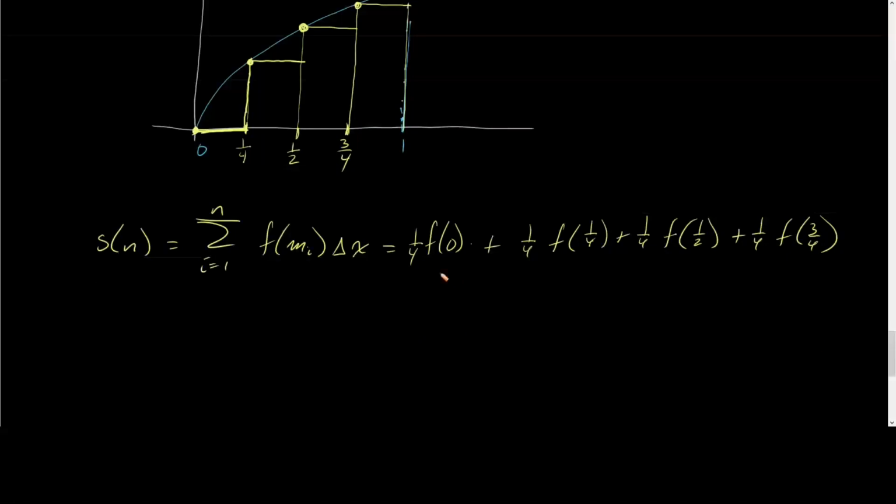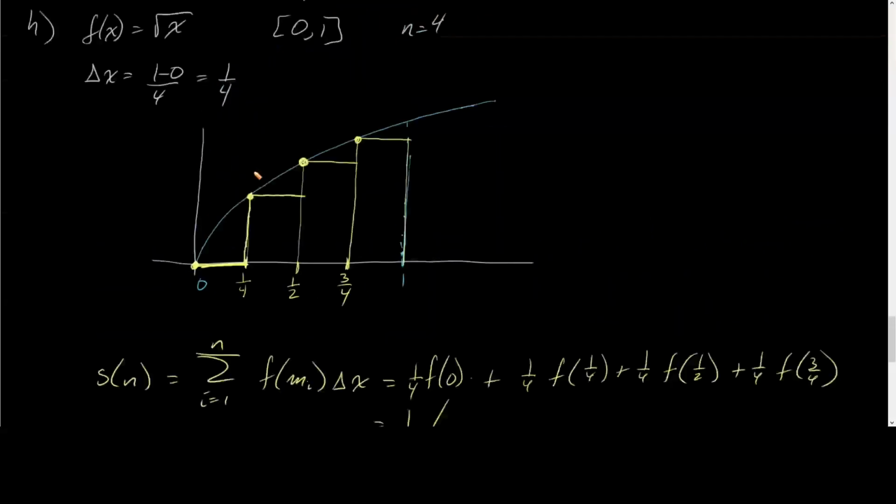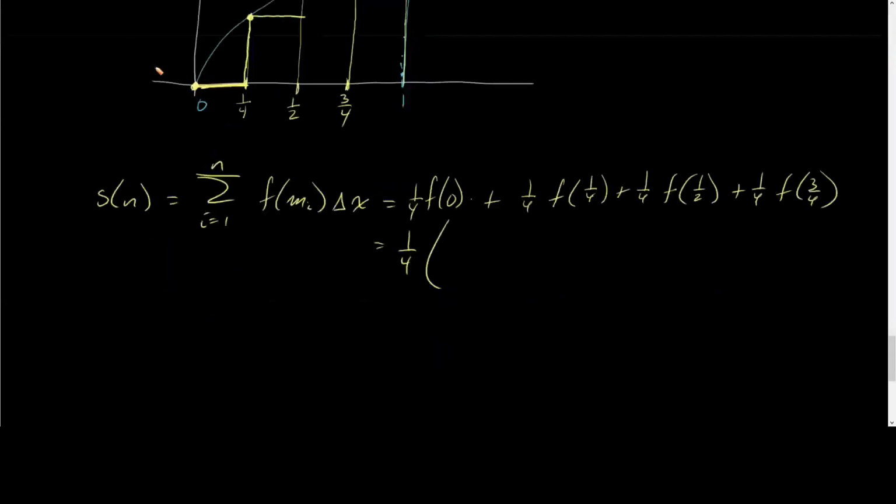And now they'll have a 1/4, so I'm going to factor that out. So I have 1/4 times f of 0. Well, our function was the square root of x, right? So we're just taking square roots. So the square root of 0 is 0, plus f of 1/4. The square root of 1/4 is 1/2, plus the square root of 1/2, I'm just going to write it as 1 over radical 2, plus the square root of 3/4, I'm going to write it as radical 3 over 2, right? And that ends up being our answer.